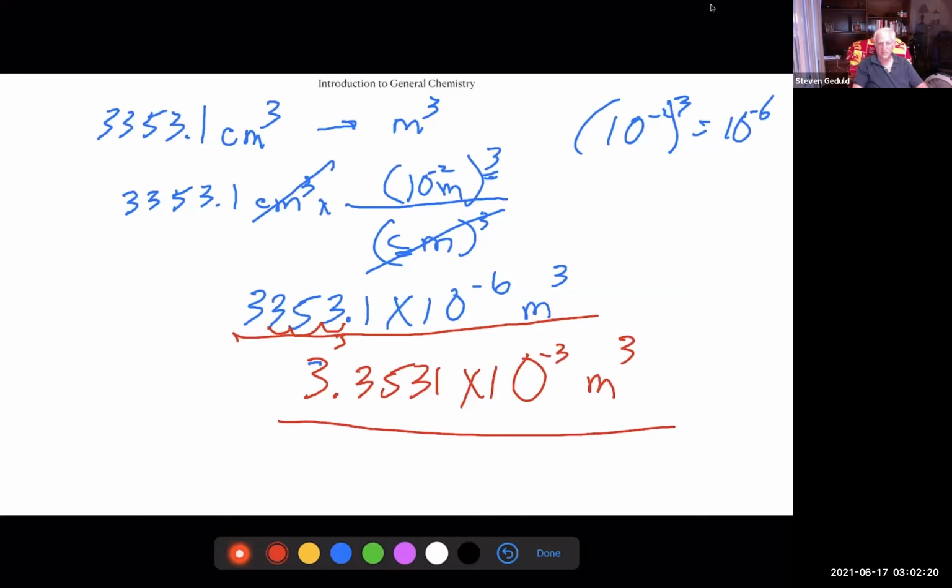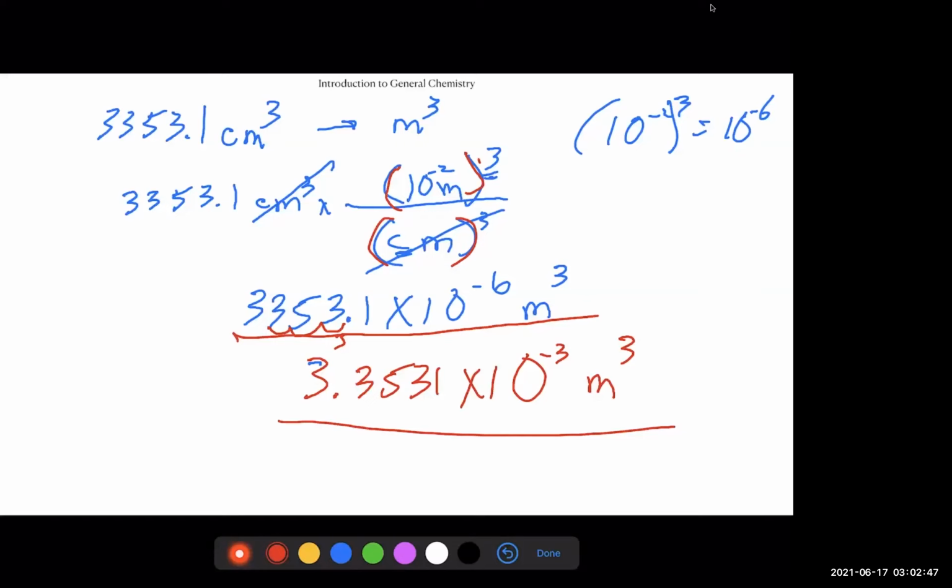Okay. Just remember, when you're cubing something, make sure you cube your conversion number. That centimeters is cubed. Just don't put 10 to the third. You got to cube the centimeters and the meters, so that becomes 10 to the minus 6. Make sense? Okay, a lot of people have trouble with that concept. That's why I just put those parentheses around it. It just makes it easier for me to see it when I do it that way.